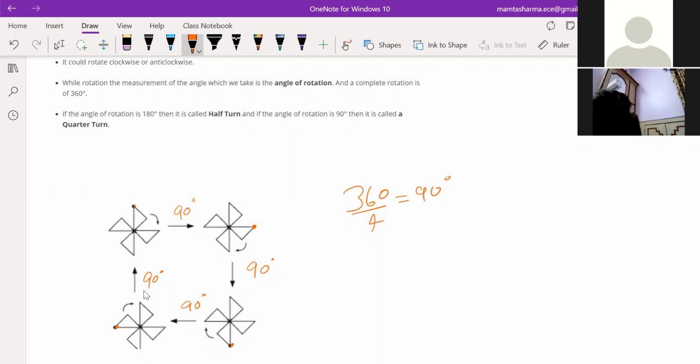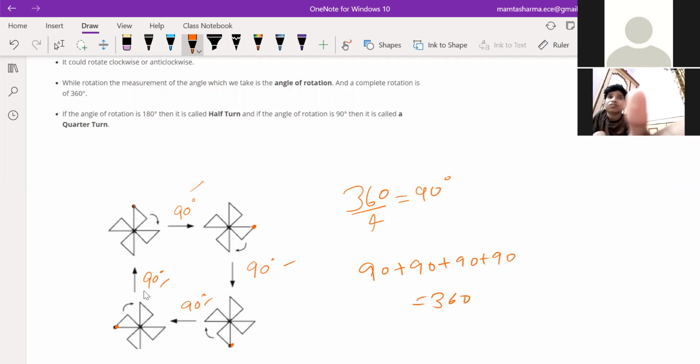So how many angles? 90 degrees, 90 degrees, 90 degrees, 90 degrees. We are rotating this windmill by 90 degrees 4 times. 90 degrees 4 times is 360 degrees. We are rotating this windmill by 360 degrees in parts of 90 degrees, and we will see how many times it resembles or is the same as the original object.